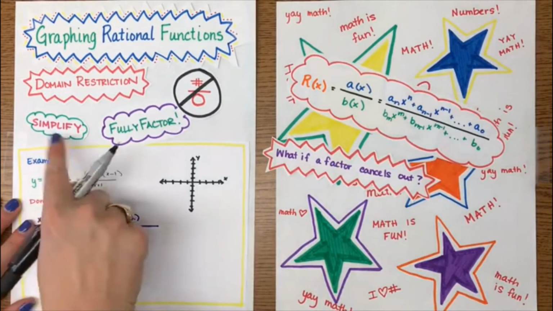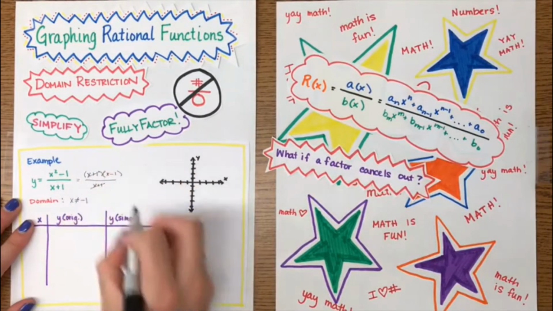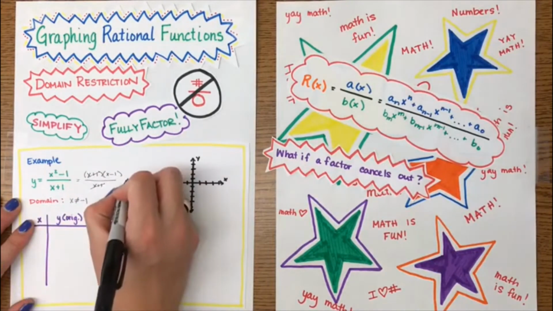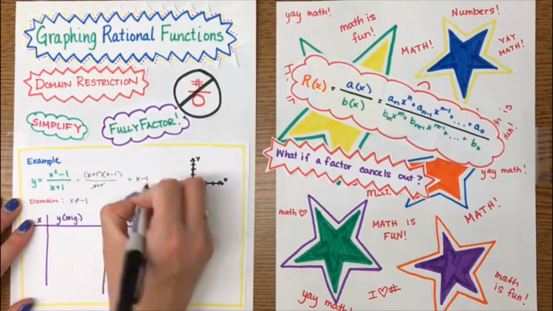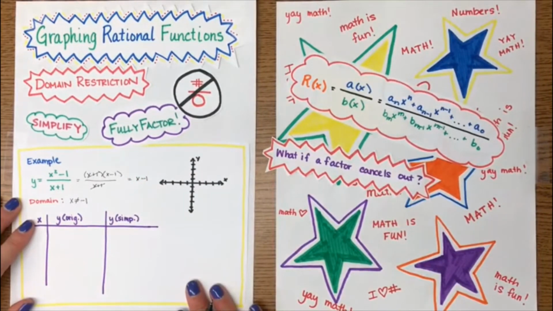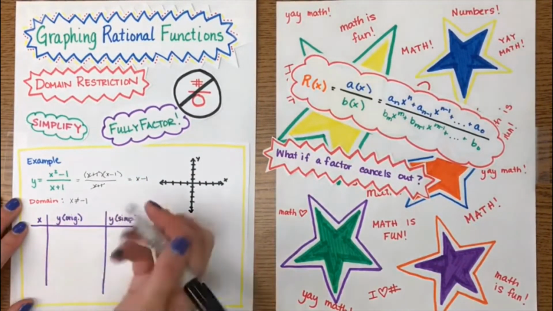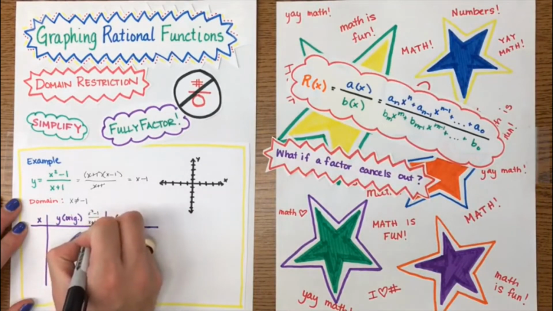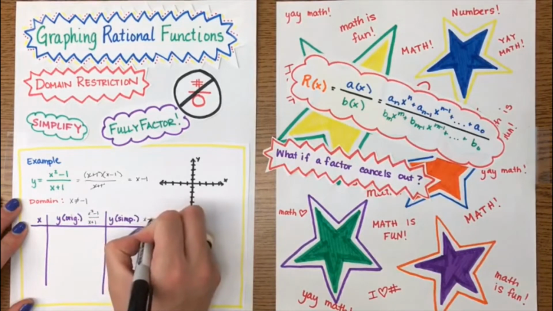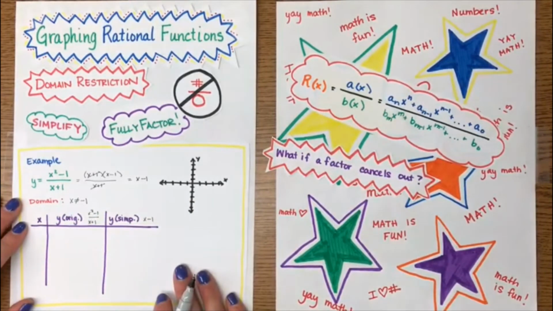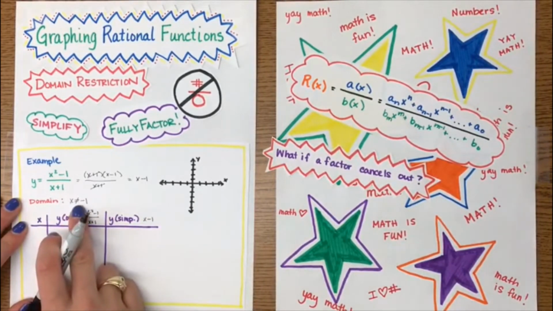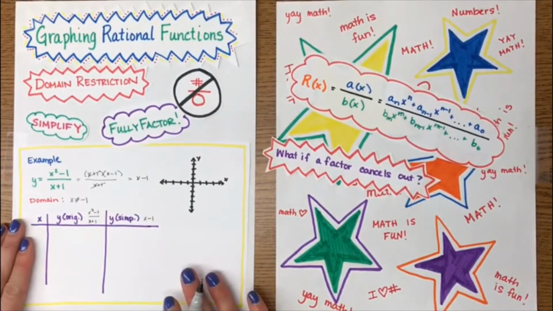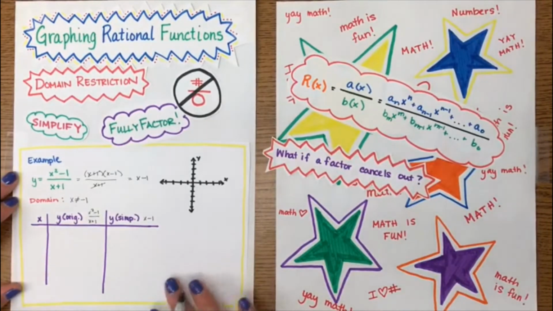And what I notice when I'm simplifying is that I have a common factor in the numerator and denominator that I can cancel out. And I'm left with just x minus 1. So my original equation is x squared minus 1 over x plus 1, and my simplified is just x minus 1. But I had this original domain restriction of x can't be equal to negative 1. It disappeared. What's going to happen to my graph?